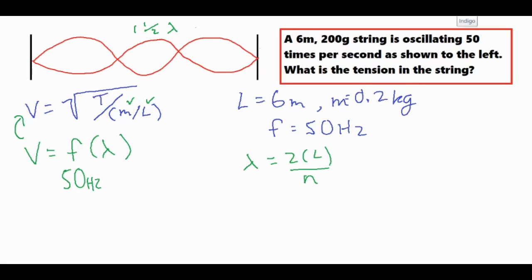And if we use the formula, we would have 2 times the length of the string of 6 meters. And then for this string right here, if it was at its fundamental frequency or first harmonic, it would just be one node to the next node. So then that would be our first. So this is our second, and then this would be our third harmonic. So 6 divided by 3 is 2, and then 2 times the 2 up here would give us a wavelength of 4 meters.